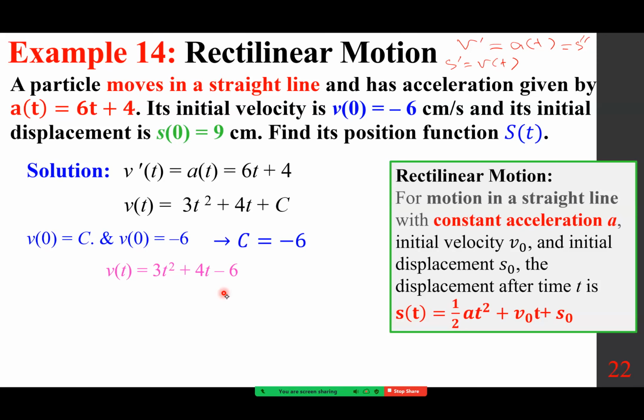You have to go one more step to find s of t. S is the antiderivative of this: t cubed plus 2t squared minus 6t. I'm not going to use plus c. I'm going to use plus d on purpose because I don't want anybody to think it has to be the same number. You can use c, but I use a different value. Now, if I plug in 0, it becomes d.